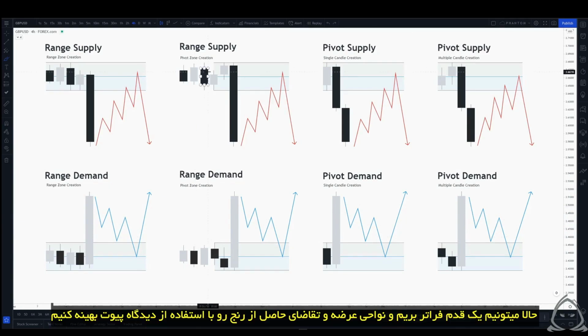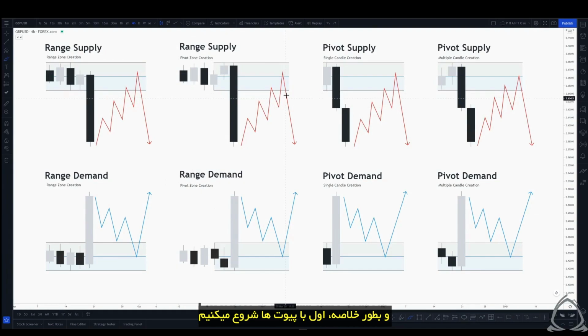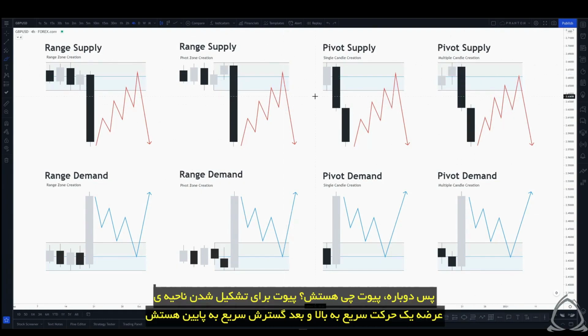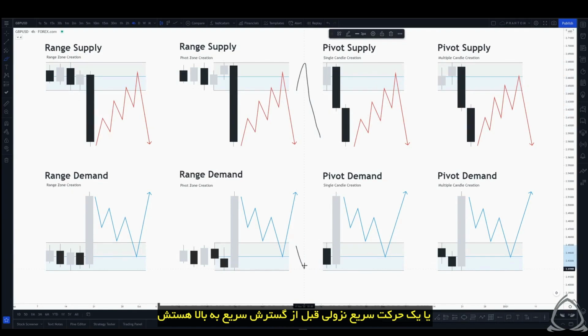Now we can take that a step further and refine our supply and demand zones that are created by ranges by using a concept of pivot. And basically, we'll start with pivots first. So again, what is a pivot? A pivot for a supply zone creation would be a sharp move to the upside before a rapid expansion to the downside, or a sharp move to the downside before a rapid expansion to the upside.